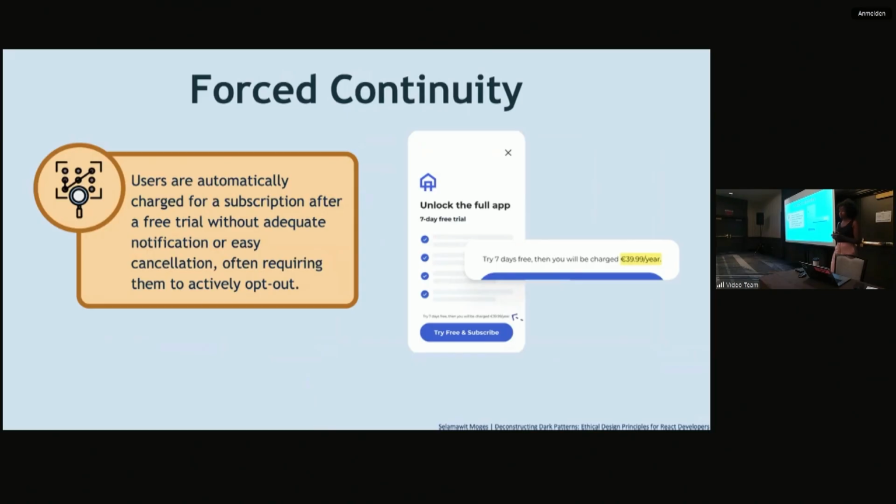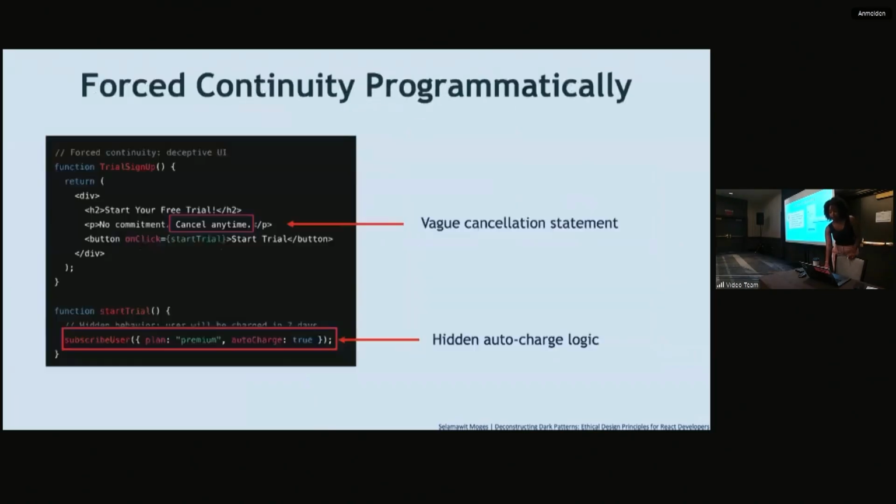We all hate it. And what does this look like programmatically? Again, super simple, right? It'll probably have some sort of vague cancellation statement like cancel anytime, and then in super, super fine print, we'll charge you in 30 days if you don't. And then there's also some sort of hidden auto-charge logic, hidden from the user's perspective, but obviously seen somewhere in the coding logic.